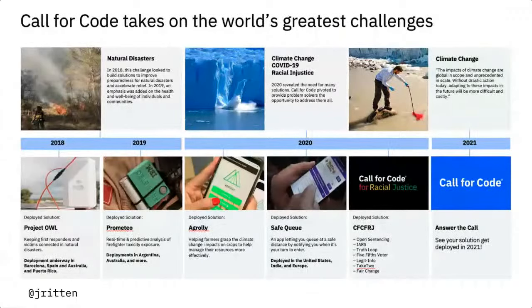So these have come up over the years. As you can see on the slide here, we started off in 2018 with a focus on natural disaster, and the themes were around preparedness, mitigation, and recovery of communities and people dealing with natural disasters. And the winning solution was Project OWL. That year, they created an ad hoc mesh of Internet of Things devices based on LoRa, which is the long range radio protocol. Using this network, people were able to send short messages to first responders, even if the cell network was down.